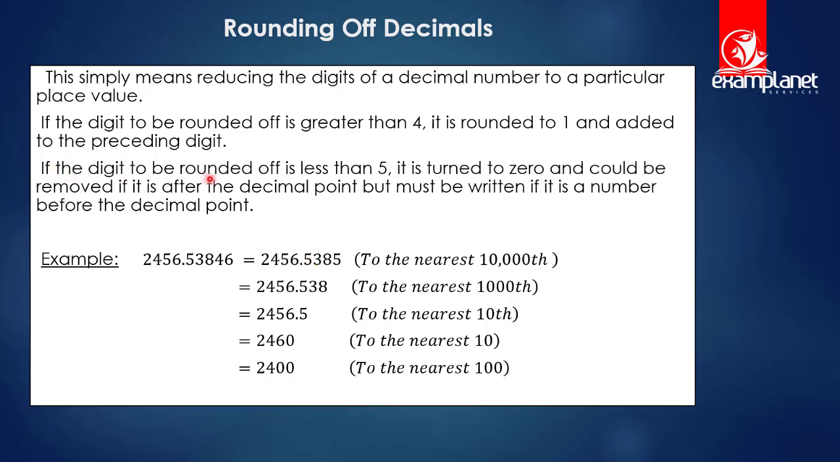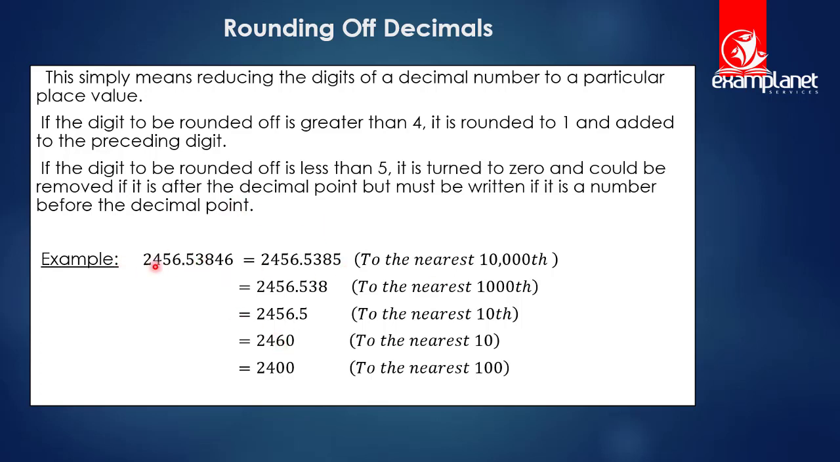If the digit to be rounded off is less than 5, it is turned to 0 and could be removed if it is after the decimal point, but must be written if it is a number before the decimal point.